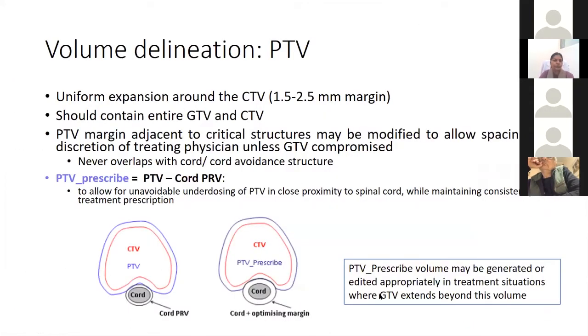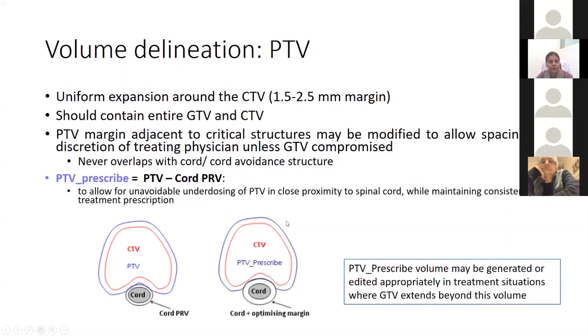So coming to PTV delineation, PTV is usually given as a 1.5 to 2.5 millimeter margin around the CTV, and it should contain obviously the entire GTV and CTV. But sometimes this PTV will impinge on our organs at risk or PRVs, and this may have to be modified adjacent to those critical structures. So it should never overlap with the spinal cord or the cord avoidance structure that we form.